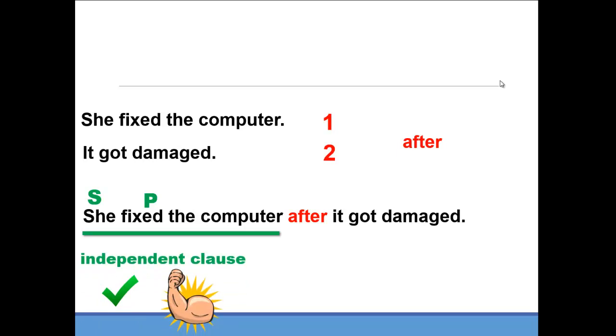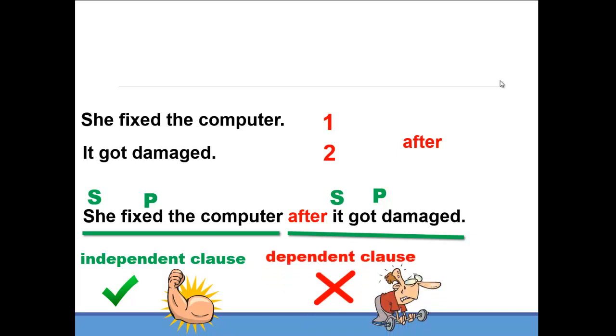Excellent. Let's check the other part. After it got damaged. It is the subject, got damaged is the predicate. Can you use this part of the sentence alone? After it got damaged. No, you can't. So what do I call this part? I call it the dependent clause. The dependent clause, what does it begin with? It begins with the subordinating conjunction. Excellent.